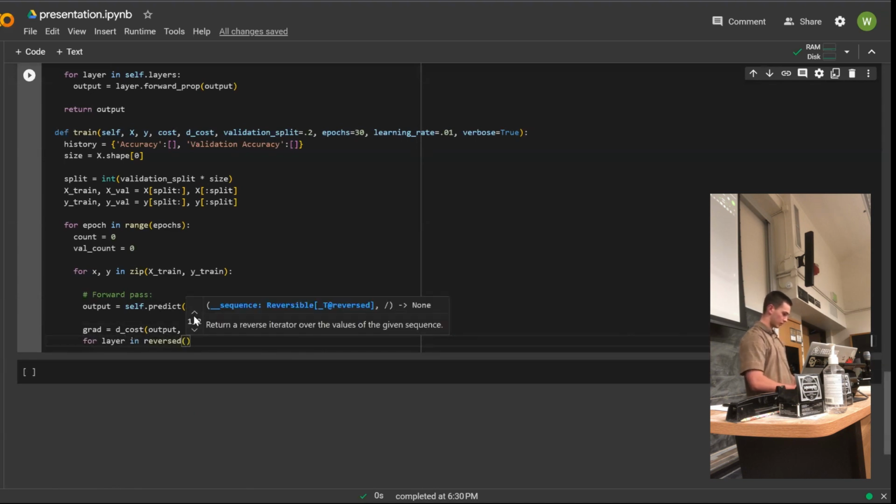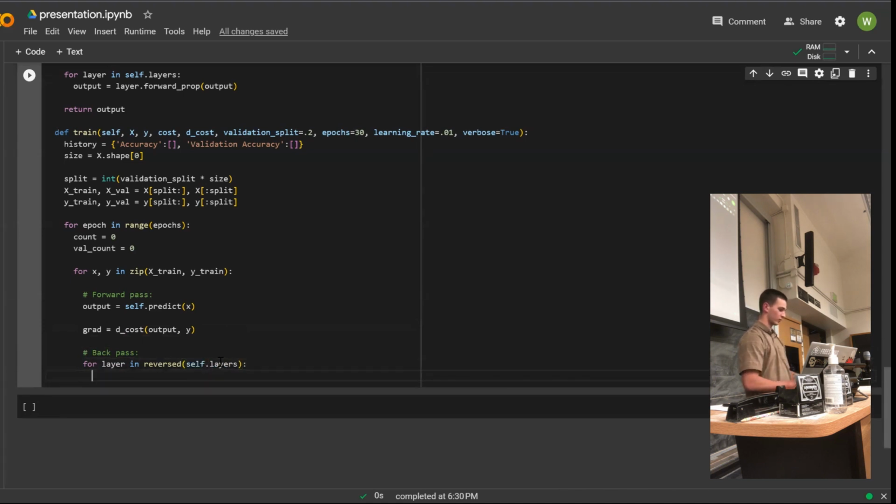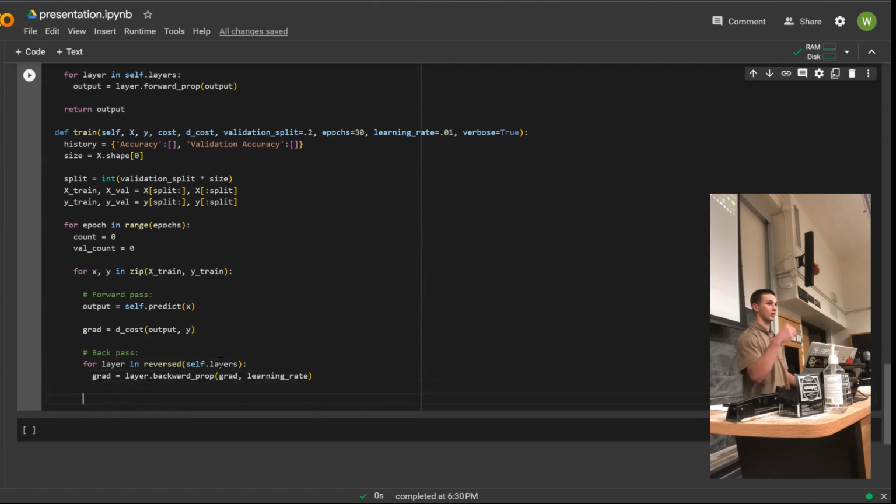Okay, so this is our back propagation here. Right, so this is reversing our layers and we're going to loop through them backwards. And we're going to perform the back propagation algorithm for each layer. And then we need the gradient that it spits out, which is the gradient with respect to the input, which becomes that for our output. Okay.